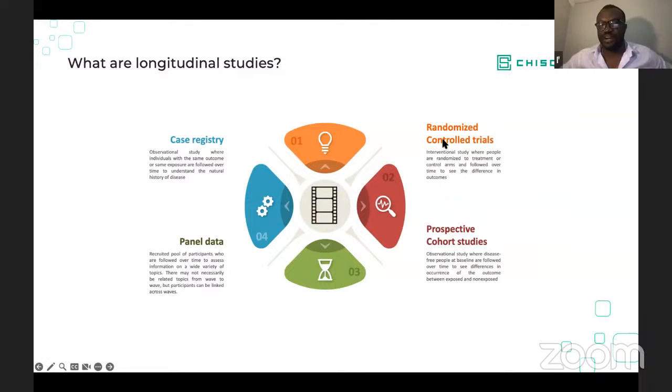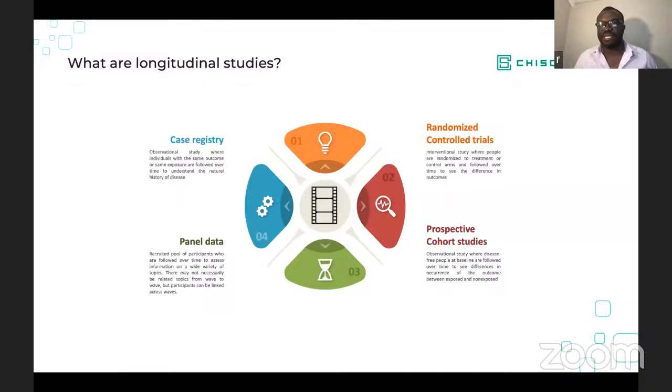The same thing applies with randomized control trials. They're also longitudinal and are very similar. The only difference between this and this is that here, we met these guys as exposed or non-exposed. Here, we assign them into treatment. But the same thing occurs. We then follow them over time to see how the particular outcome, whatever the outcome is, differs between the two groups. And then we also have what we call case registries.